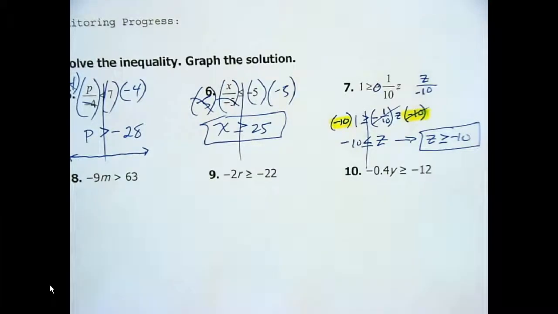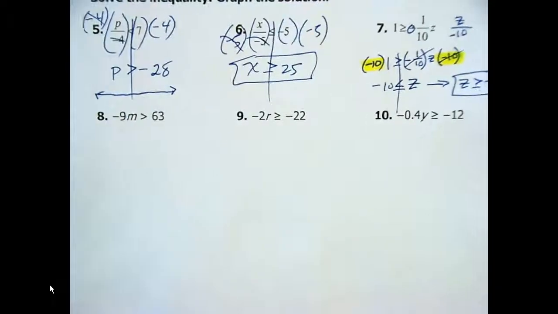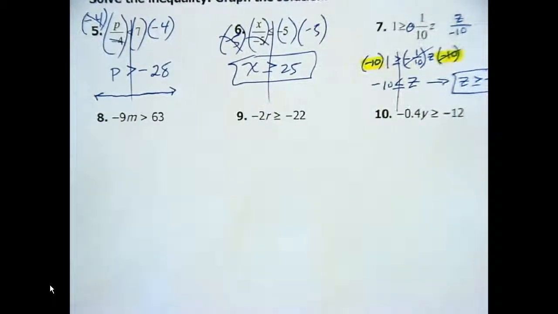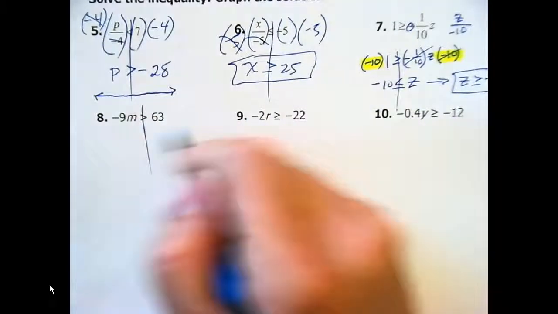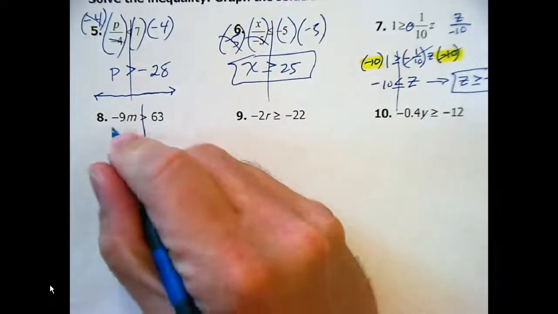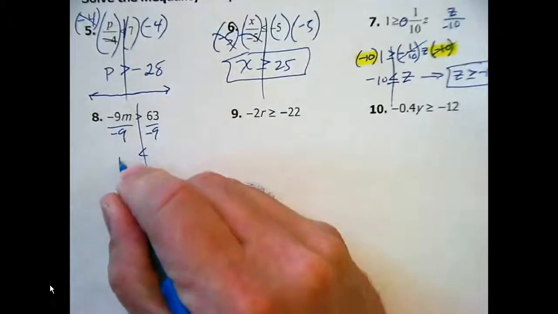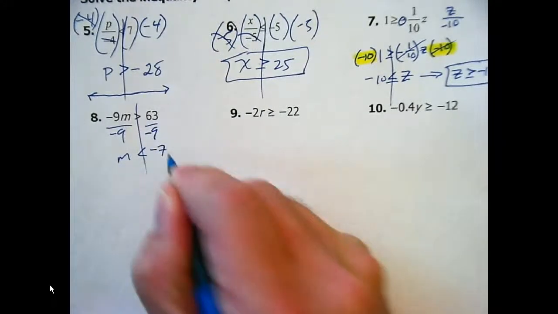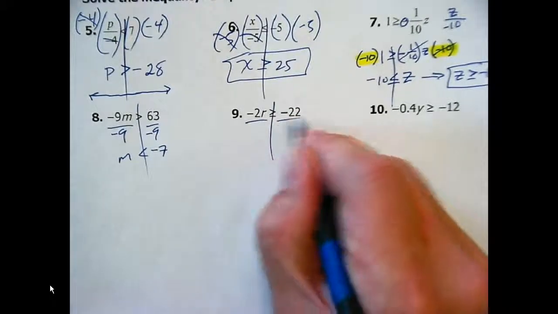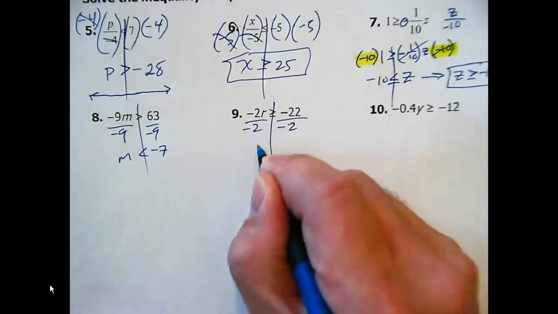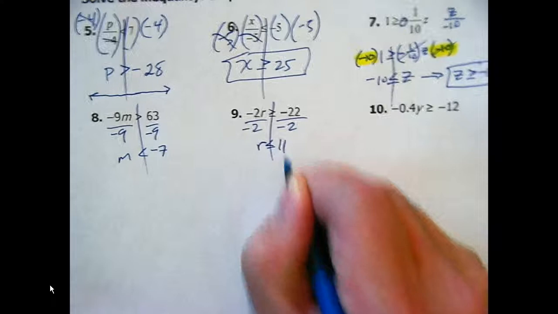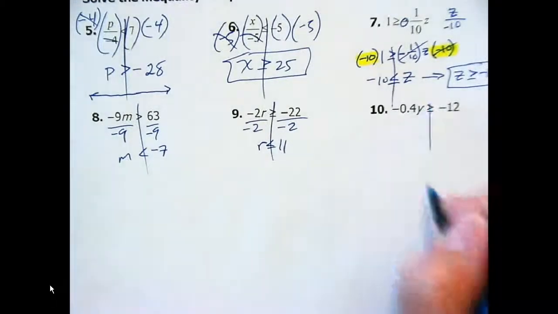Okay, tell your neighbor on the bottom three which ones you're going to have to flip the sign on. Okay, do I have to flip the sign here? Yes, dividing by negative 9. So the sign's going to flip. M, negative 7. Going to have to flip it here. Yeah, dividing by negative 2. R is 11. Going to have to flip it here.